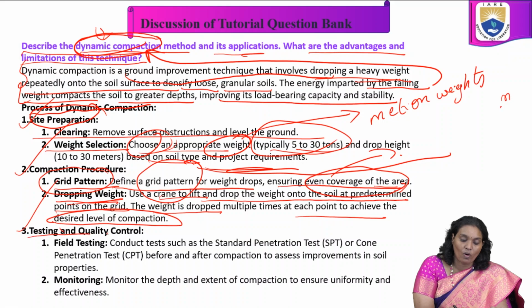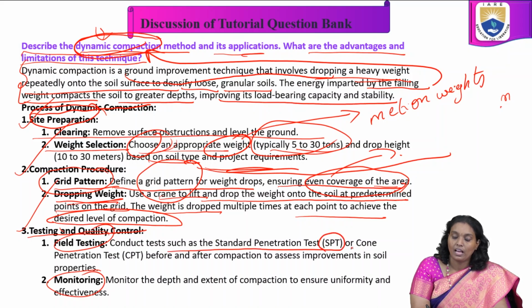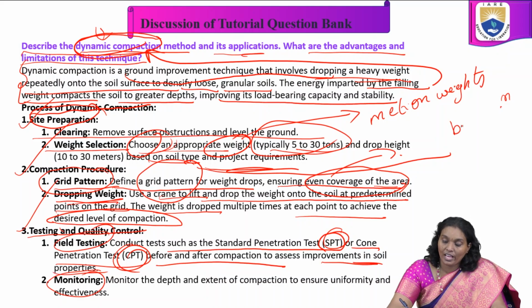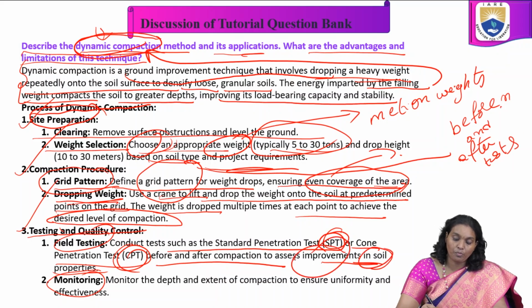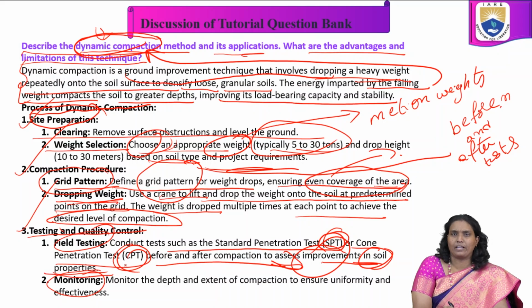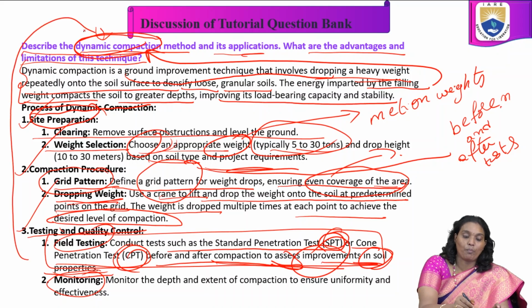Now testing and quality control, field testing and monitoring. Conduct tests such as standard penetration test SPT or cone penetration test CPT before and after compaction to assess the improvements in the soil properties. Before also we conduct the same field tests, and after also, because to understand what type of soil properties are going to improve, to assess that is the important parameter in our dynamic compaction.